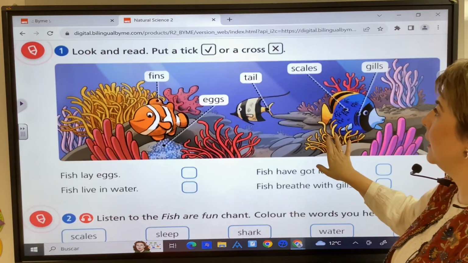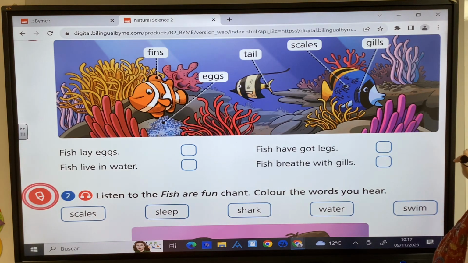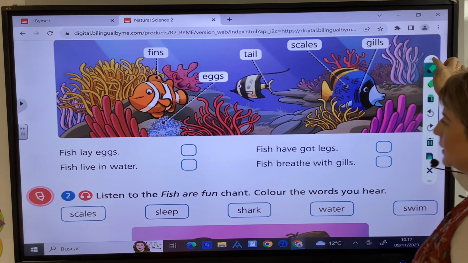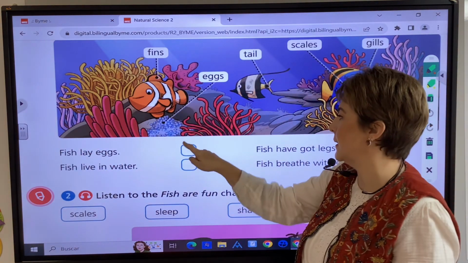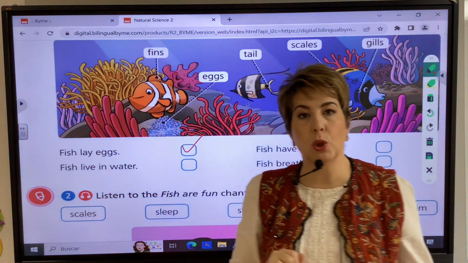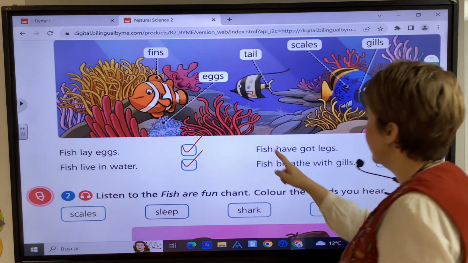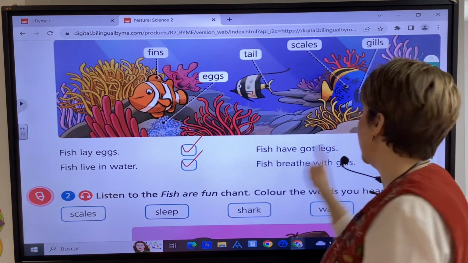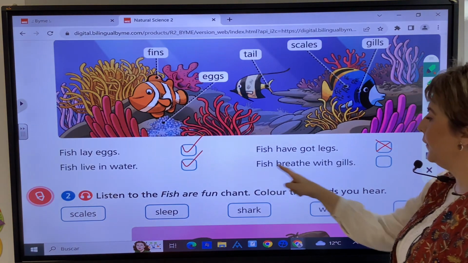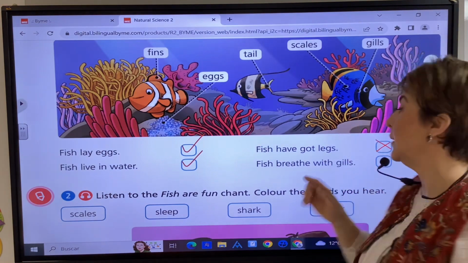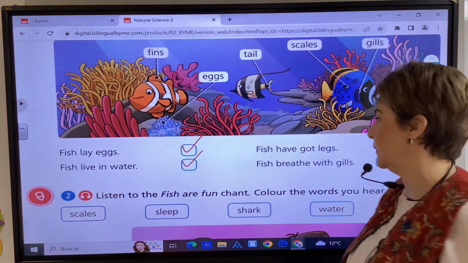Let's put a tick or a cross. Some things are true and some things are false. Fish lay eggs, so they are oviparous. Yes. Fish live in water. Do they live in water or do they live on land? They live in water. Fish have got legs. No, they have got fins and a tail. Fish breathe with gills. Yes. They don't breathe with lungs, they breathe with their gills.